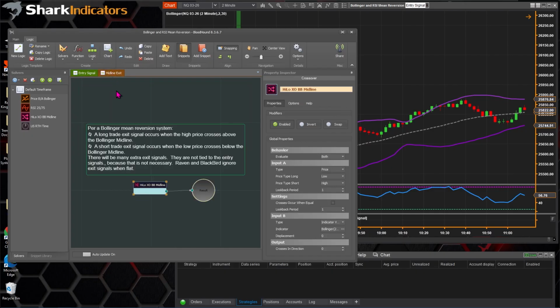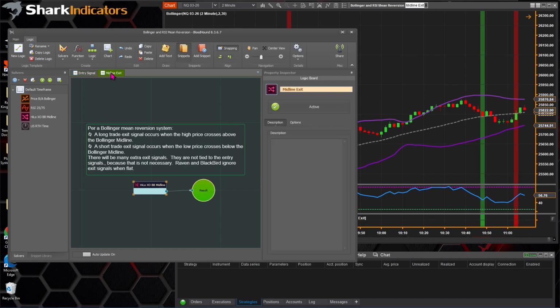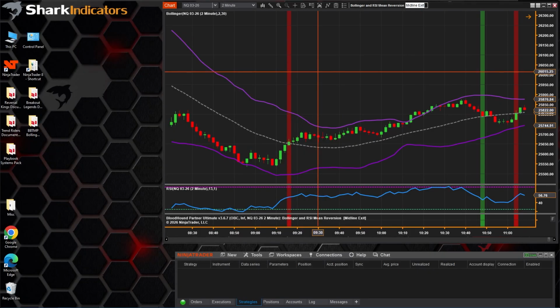Real quickly, the exit signals are pretty straightforward. If you don't want to use a profit target, then you could use these exit signals, whenever price crosses that. If we want to show it right now, we could just double click right there, and there we go. Those are two exit signals. All right, moving on to Blackbird.